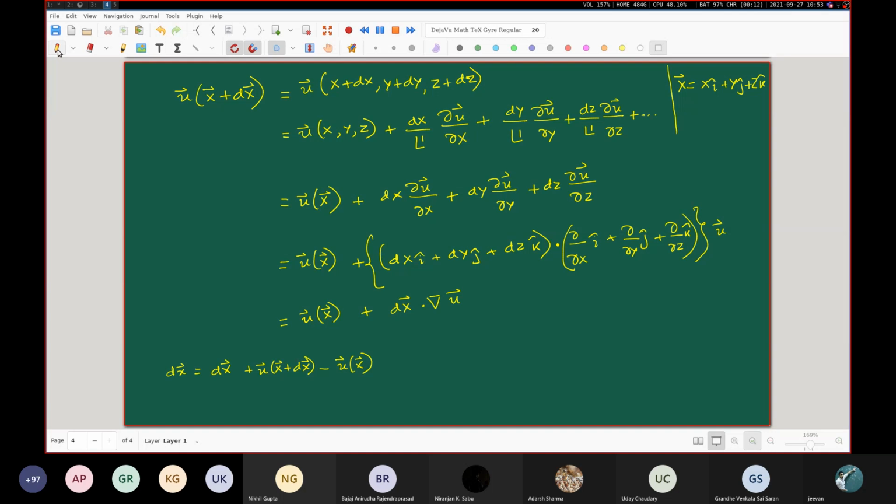So this thing is going to be equal to what? This is dx vector. So if I substitute this u of x plus dx vector from whatever we have just obtained, this is u vector x vector plus dx vector dotted with the gradient of u, minus, don't forget this term, u vector x vector. So this one cancels with this, and you end up with just this thing, dx vector dotted with gradient of u. All right. So this is your answer for the d small x vector, this entire thing.